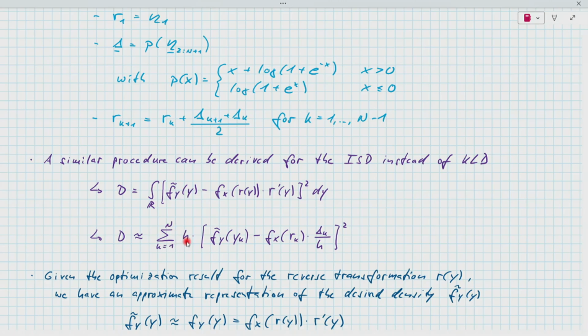h is the increment between the quantization intervals, the quantization interval, in fact, and then we just use this difference again. And the derivative is again just the increment divided by h. You know? And we can also optimize that.